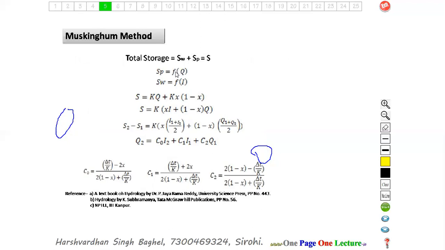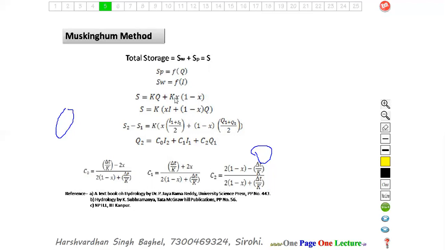Muskingum said that the prism storage will be a function of Q, that is the outflow, and the wedge storage will be a function of the inflow. Because we assume that the water which goes as storage, as a part of the inflow, will also discharge as outflow. And the part of the water in the wedge storage first goes as storage, then it goes into the other stream as outflow.